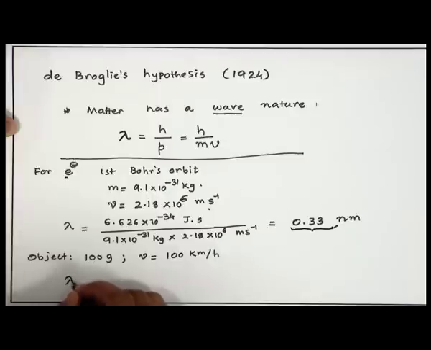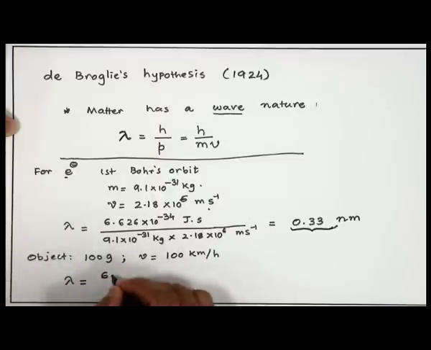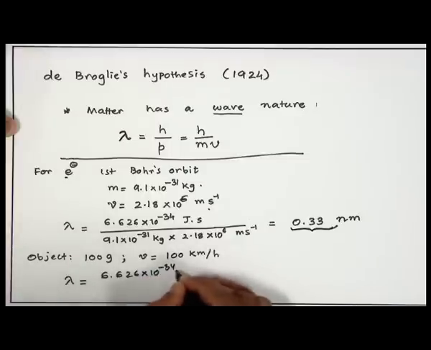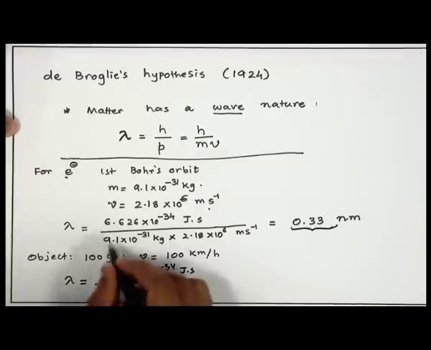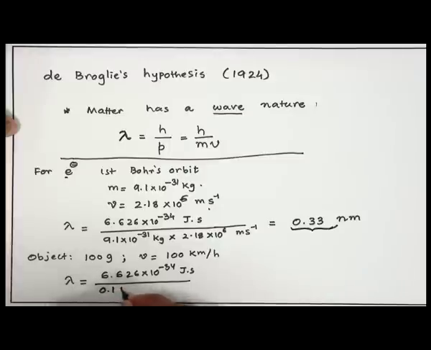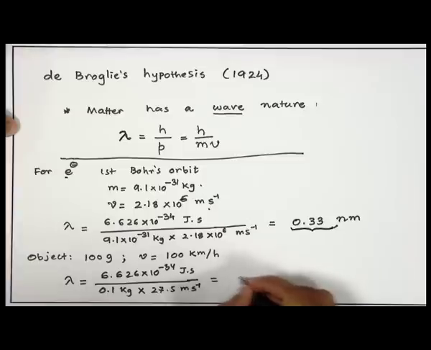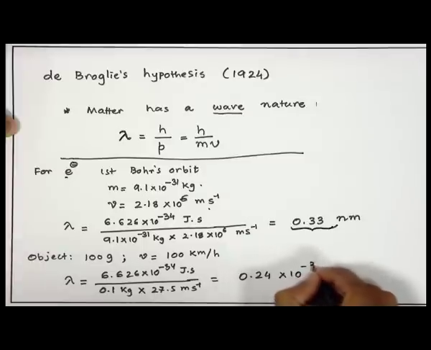If I want to calculate the wavelength for this particle, the de Broglie's wavelength for this particle, I have again the same equation, h by mv. So, mass is 100 grams, so I wrote it as 0.1 kilogram, and the speed is 100 kilometer per hour, which comes out to be about 27.5 meter per second. So, I am using all SI units, and if you solve it, you would get this number.